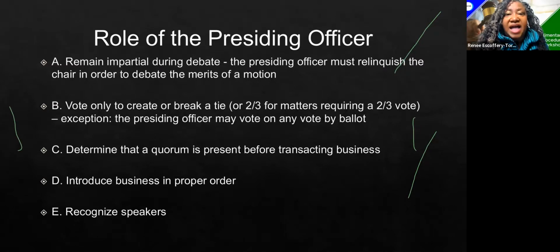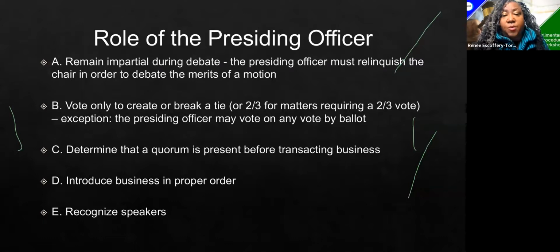But there is an exception. If you are the presiding officer and you are taking a vote by secret ballot, then you can vote because it is by secret ballot. So in elections and other things, yes, you have a voice then. But on the main motions, or the motions that come before the body in a meeting, you don't do any voting. Your parliamentarian doesn't do any voting. We'll talk about them in a few minutes as well.